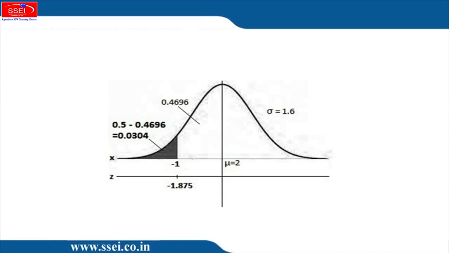we want to find out the area in the left tail. So 0.5 is the area on both the sides. So 0.5 minus 0.4696. Okay, so 50% minus 46.96%. That means 3.04% is the answer.